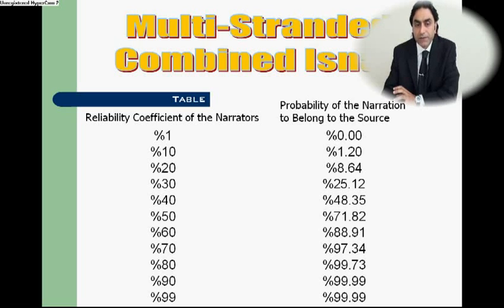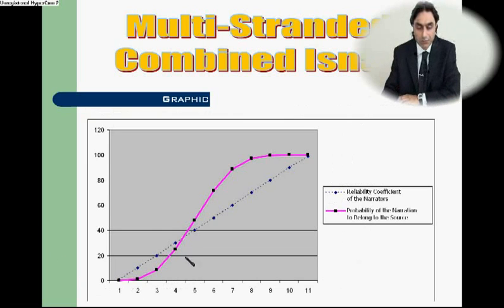As seen in the graphic presented below, this situation corresponds to the bottom hook of the S-shaped curve, the probability that the narration belongs to the source to which it is attributed. In this type of isnad, the bottom hook of the S-curve is quite small. The system turns negative only for reliability coefficients less than 25%. The reason for this fact is the multi-stranded structure of the isnad.